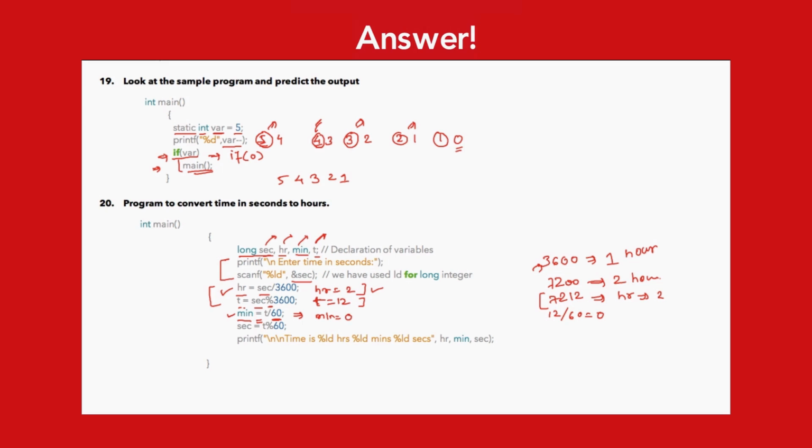After that we are applying the modulus operator on t. So we have 12 modulus 60, hence the output will be 12 only. So sec will be stored with 12. At the end of this program, in the final statement, the output would be: time is 2 hours 0 minutes 12 seconds. So this code snippet is giving us time in hours, minutes and seconds when input is given in seconds.